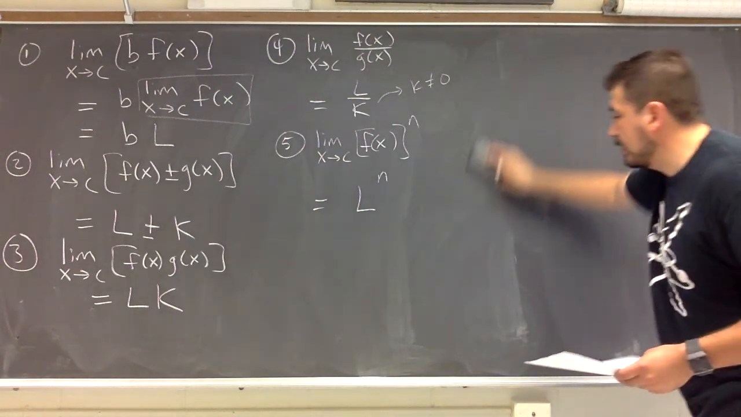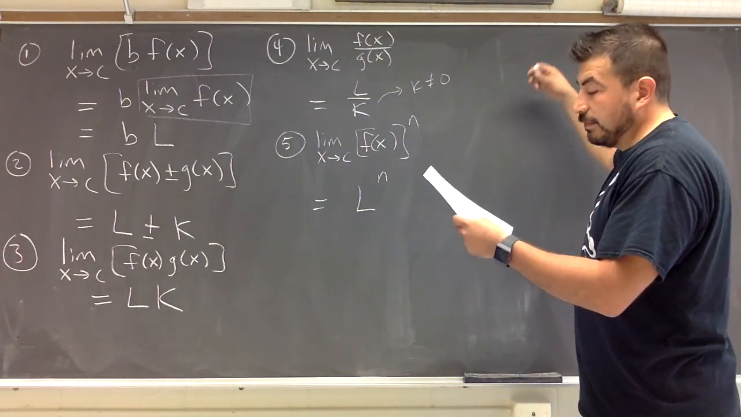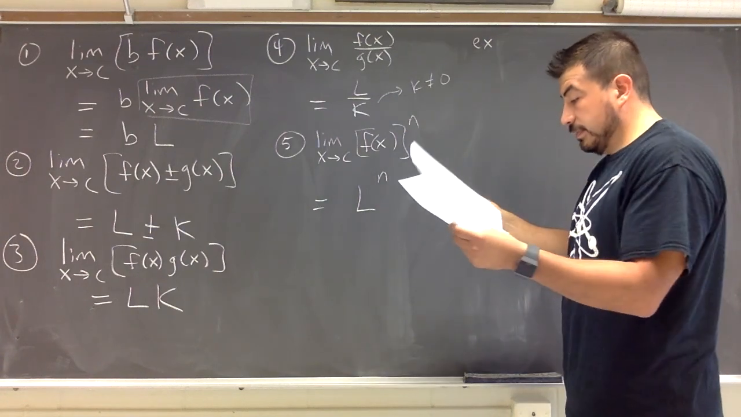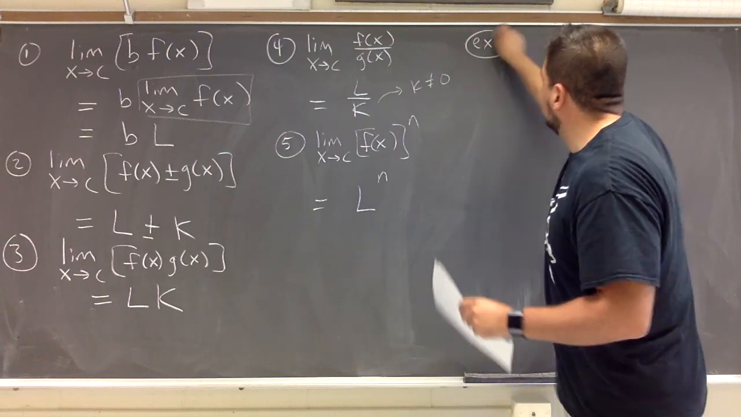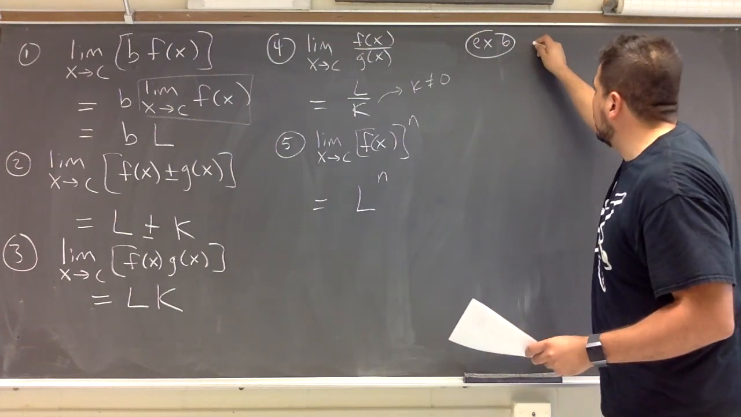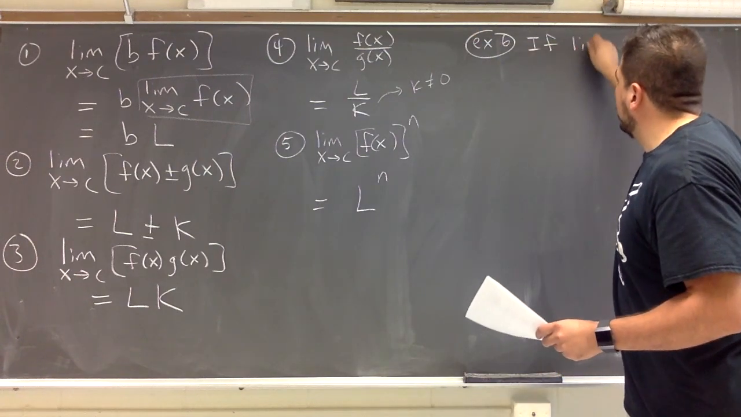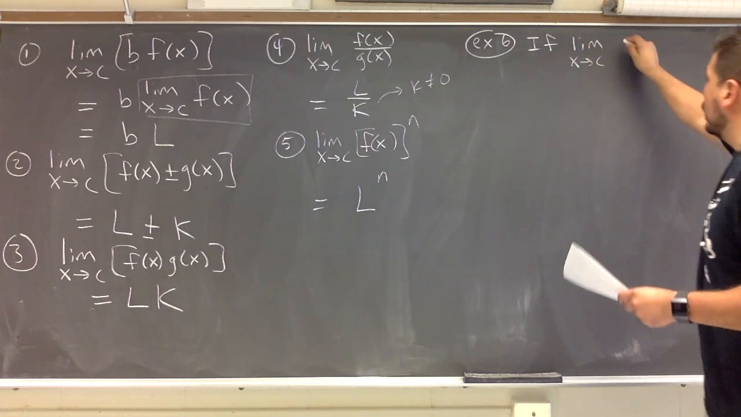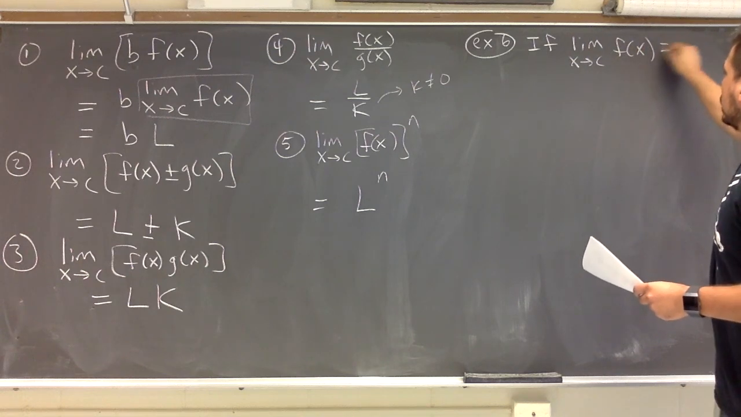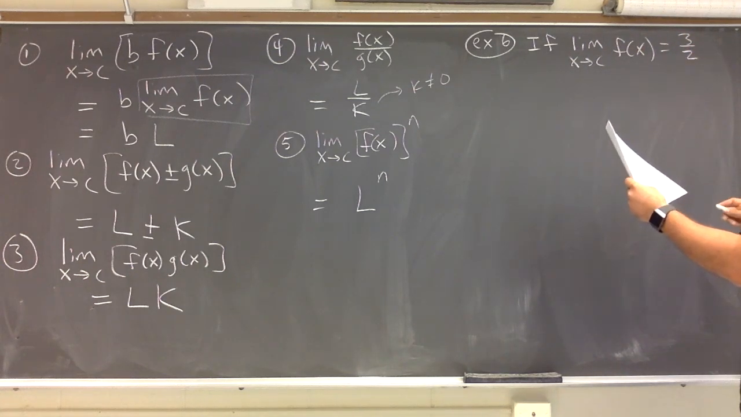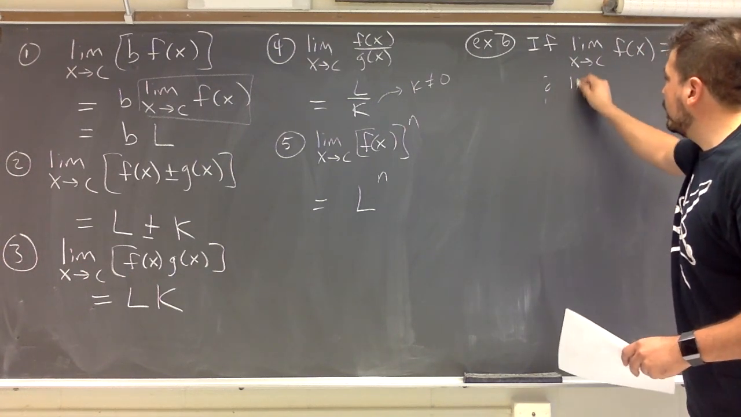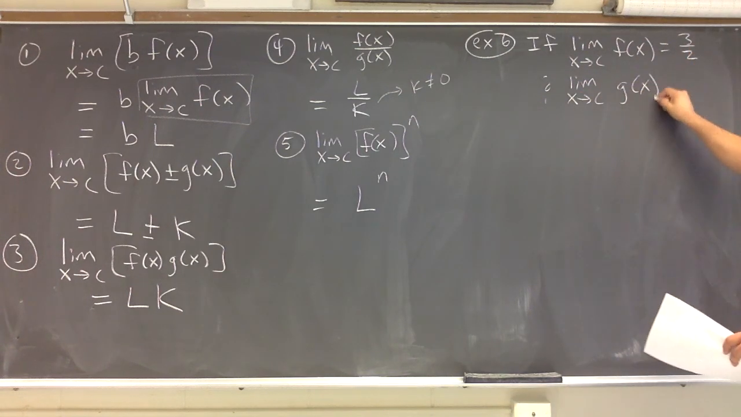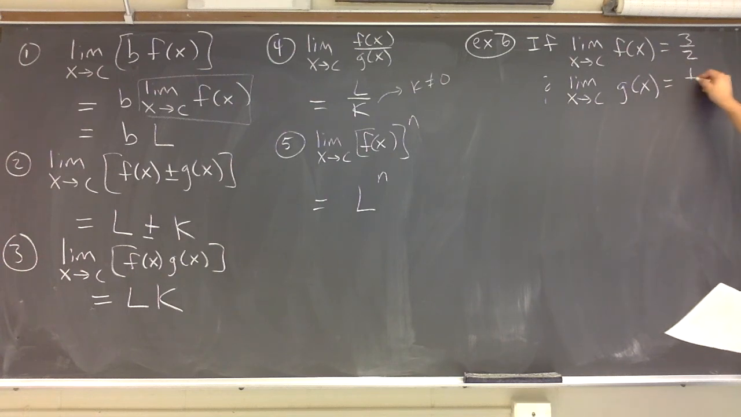Okay. So last example, tied to these properties. Hopefully this will be pretty quick. Well, it's one, but it's several parts. Example 6. All right. So let's say the limit as x approaches c of f of x equals 3 over 2. And the limit as x approaches c for g of x, let's say that equals 1/2.